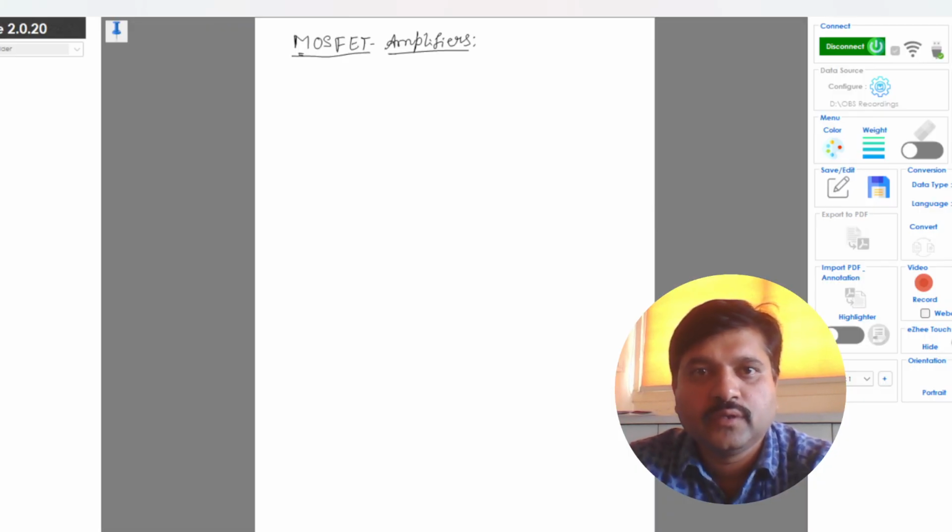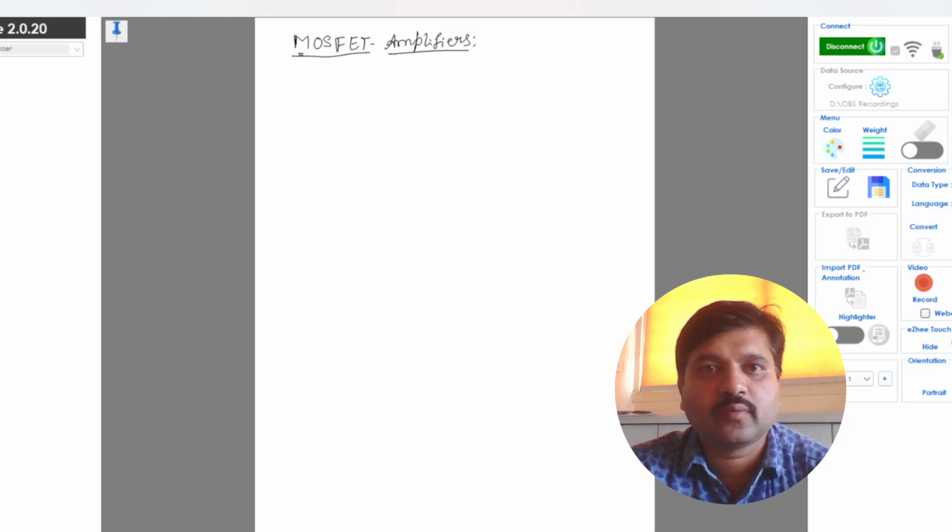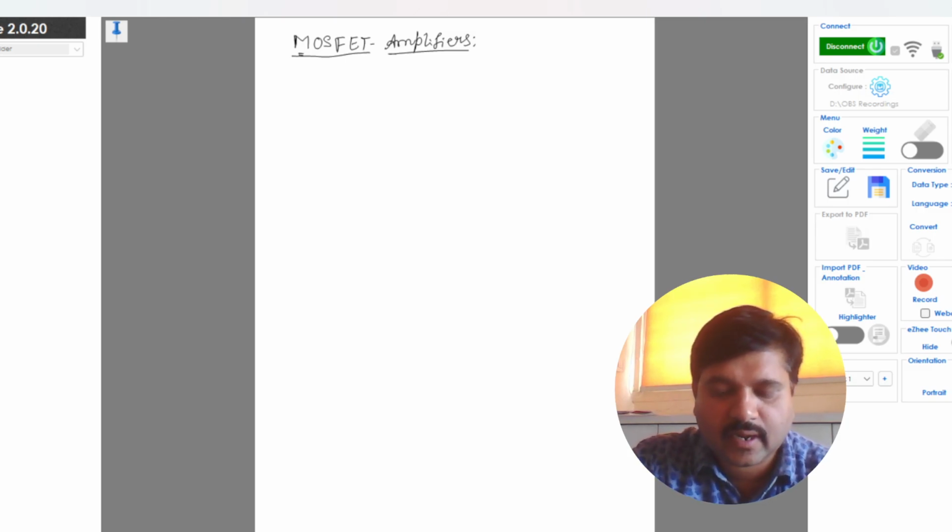Hello everyone. So today we will be discussing MOSFET amplifiers. There are basically three types of configuration with respect to the MOSFET. The MOSFET is represented symbolically like this.